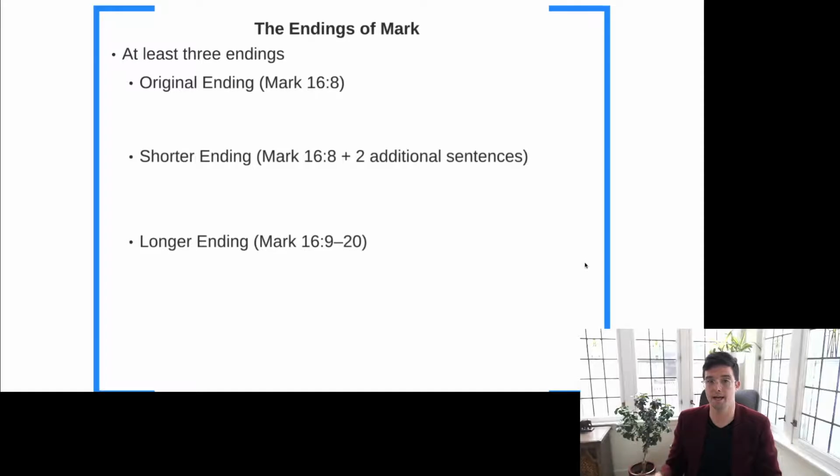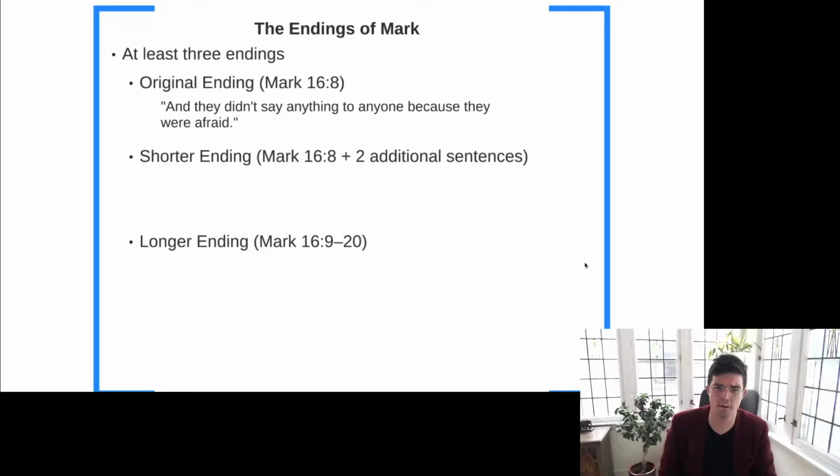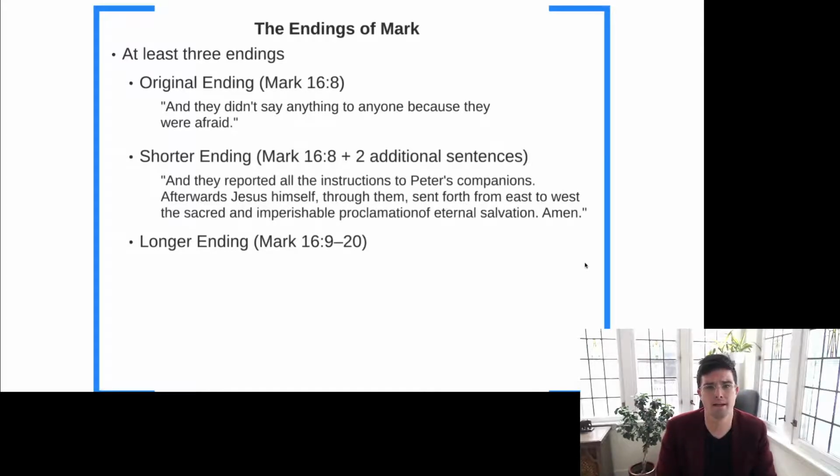There's a shorter ending that has Mark 16:8, this phrase about the women not saying anything to anyone because they were afraid, but then 2 additional sentences clarifying what happened afterwards. And then the longer ending of Mark 16:9 through 20, which famously contains the bit about handling snakes. This is a text that has been used in many Appalachian churches that are snake handling churches. So here we have our original ending at Mark 16:8, and the additional 2 sentences that the women did in fact report everything to Peter's companions.